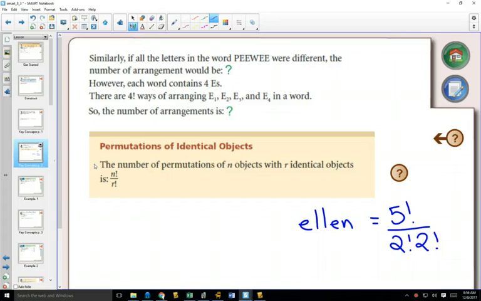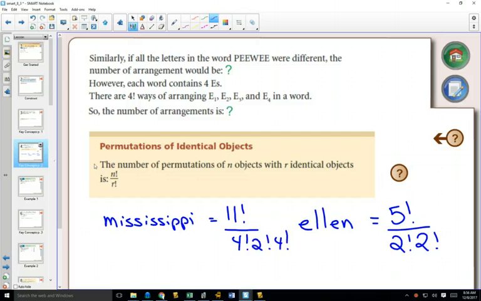So what would you do with something like Mississippi? How many letters are there? There's 11 letters. So normally, if all the letters were different, it would be 11 factorial. What are we going to do about the s's? Divide by 4 factorial. 2 factorial for the p's, and 4 factorial for the i's.